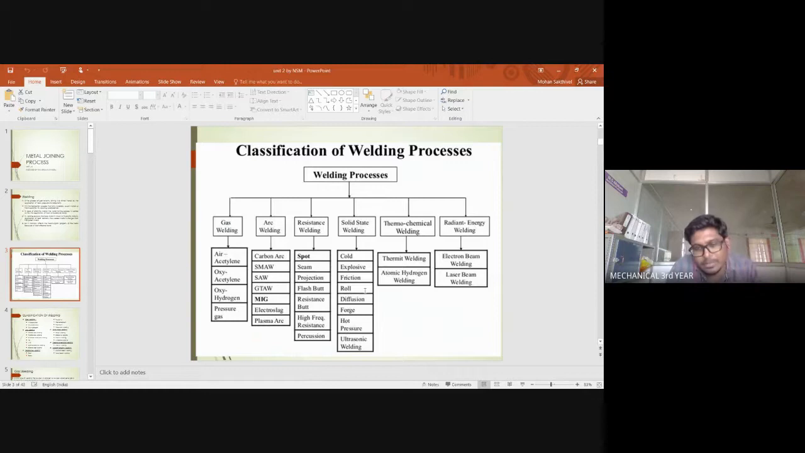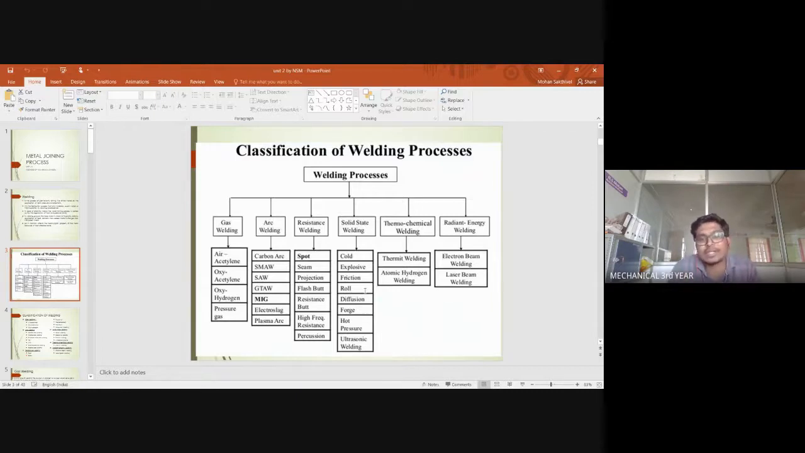And coming to solid state welding, it is not necessary that the two metals should be of the same kind. This metal may be mild steel, and this can be stainless steel or any other metal, either copper or something. The only thing is, by applying friction we obtain the heat, and after that by application of force we can join these two metals together, and the welding process will be completed. In solid state welding, we are not going to apply heat over the metal.